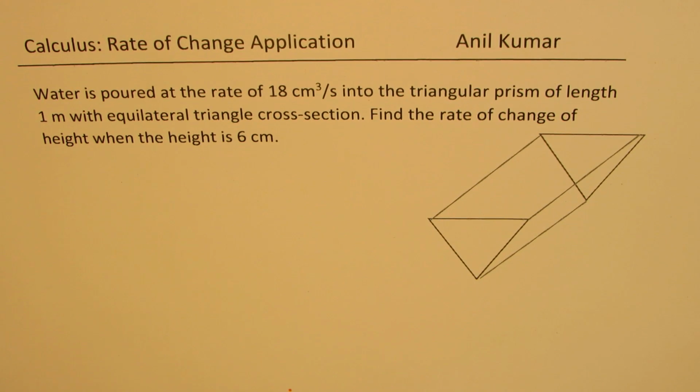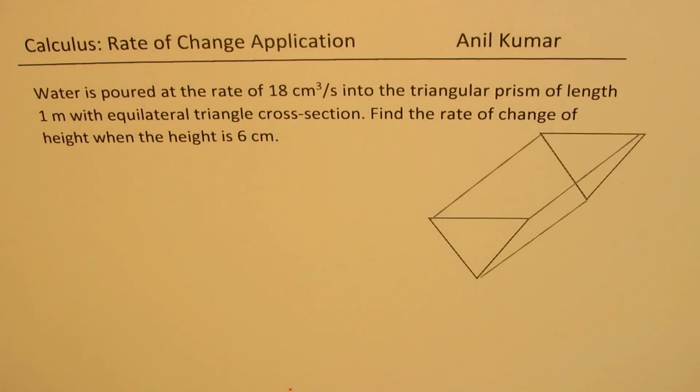In this video, we'll discuss a very important test question based on rate of change. The question here is, water is poured at the rate of 18 centimeter cube per second into the rectangular prism of length 1 meter with equilateral triangle cross section. Find the rate of change of height when the height is 6 centimeters.